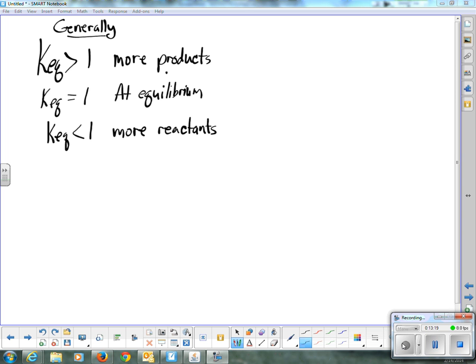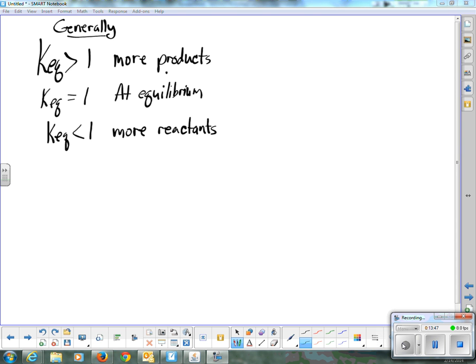Okay, so generally when we talk about KEQ, if it's bigger than 1, the more products we have. If it's a huge number, then we know the reaction will go mostly to completion. If KEQ is at 1, we've got about the same amount of products as reactants. If KEQ is less than 1, then we know that the reaction doesn't proceed forward very much. In fact, it mostly stays as reactants.